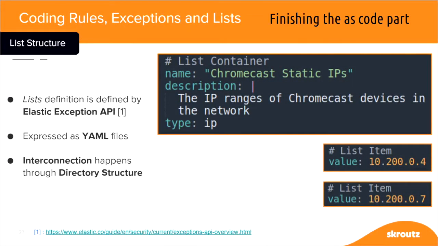Finishing the as code part, the lists don't innovate, they are defined by the Elastic Exception API and expressed as YAML files, likewise the exceptions. The structure of a list consists of list containers and items. A list container describes the list items actually, and the list items include the values of the container. That is the IPs of the Chromecast devices in the example above. Good to mention that the interconnection between the item container and lists happens through directory structures.